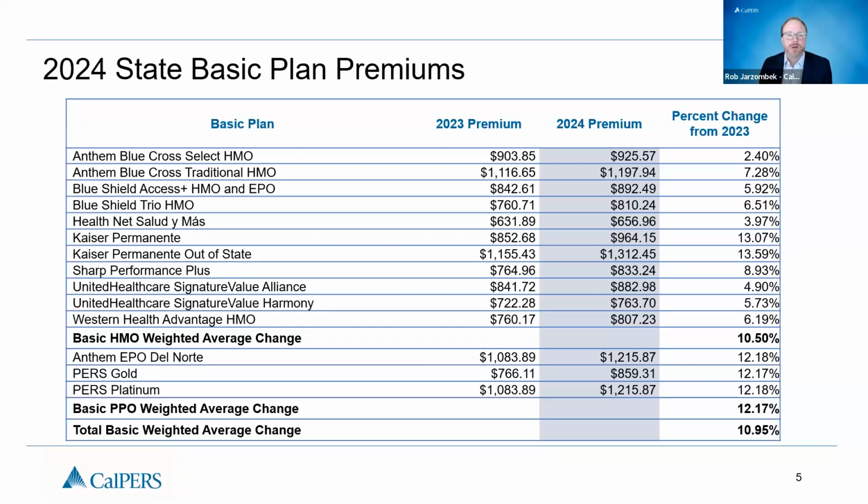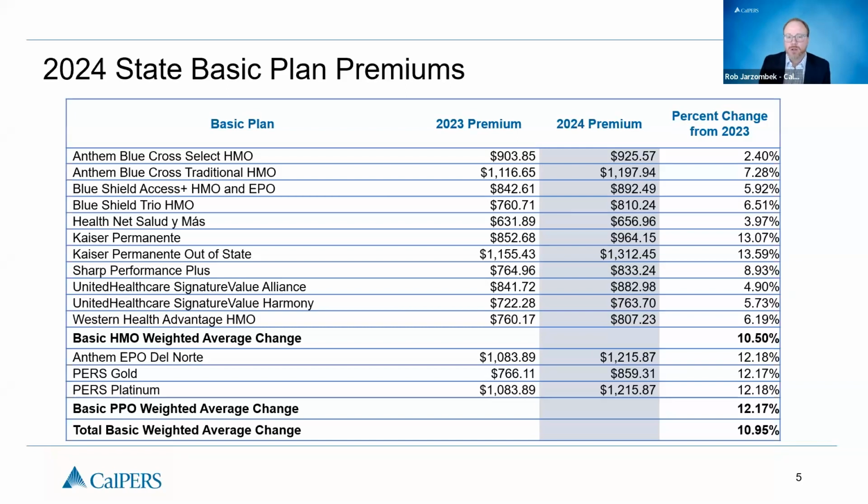For purposes of this webinar, I'll use the state 2024 basic single party premiums and percent changes. The overall 2024 basic weighted average premium increase is 10.95%. The HMO average increase is 10.5%, and the PPO's increase is 12.2%.